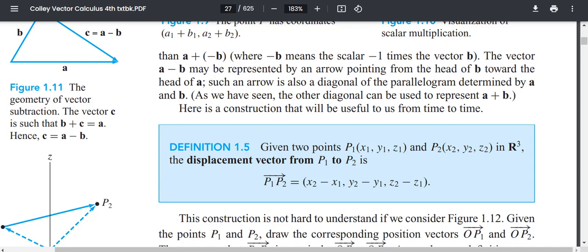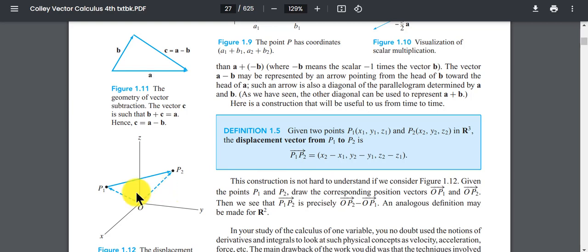Okay, so the next thing they do is they define something called the displacement vector. So what do they mean by that? They're talking about given 2 points. Now remember that points can sort of represent vectors, right? Here's the point P1, and we know that there's also a vector that points to P1. We can also think of it as a vector. But here they're talking about it in terms of points, and that's the point of this definition.